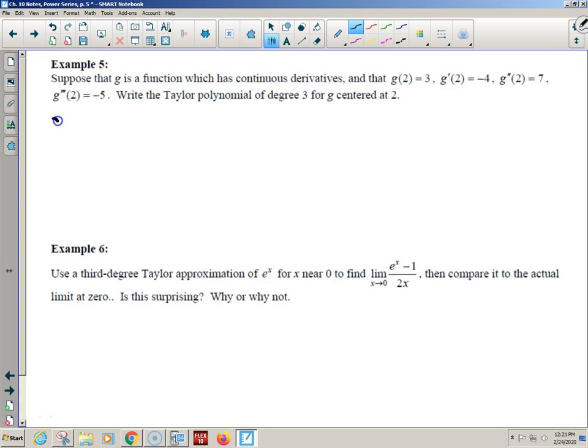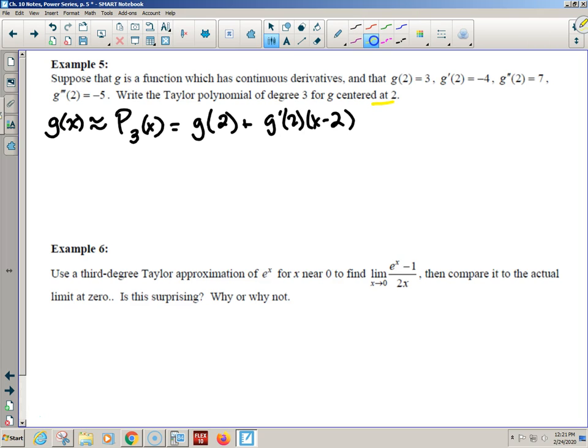Okay, what's the formula? I know it's a G and not an F, but still. G can be approximated by P3, which is, you guys see kind of like the Euler's method idea of the actual is approximated by the approximation. G of 2, I'm just doing the notation first, plus x minus 2 because we're centered around 2. You guys see it? Right? Okay. And then keep going.